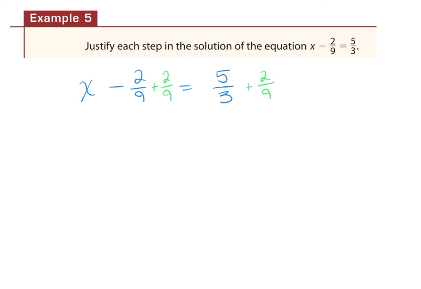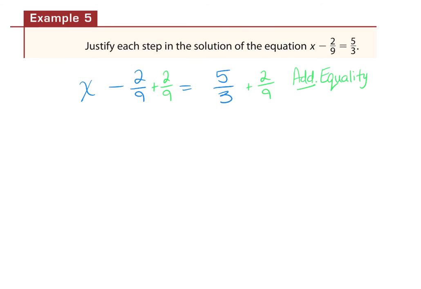Why can I do that? What did we talk about at the beginning of the chapter? Our addition property tells us we can do this. So we have these properties of equality, and specifically addition. The addition property of equality tells us if we add it to both sides, did we change anything? Did we change the equality when we added to both sides? No, it's like a scale, okay?